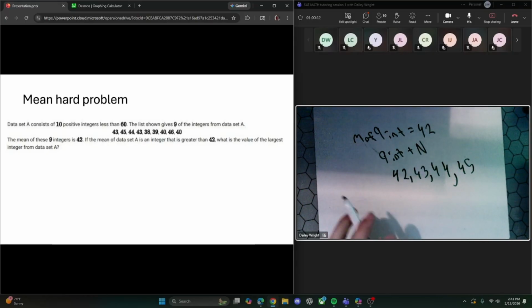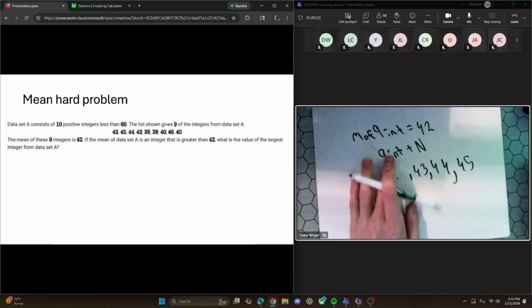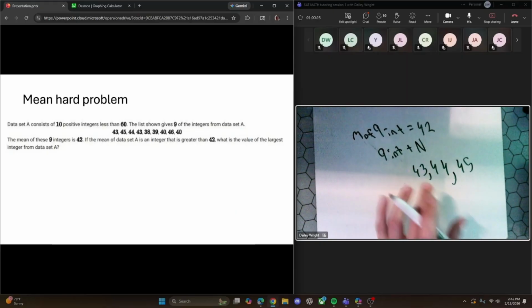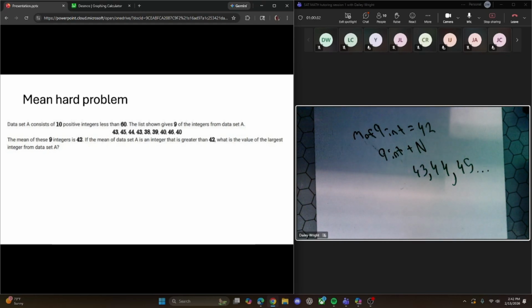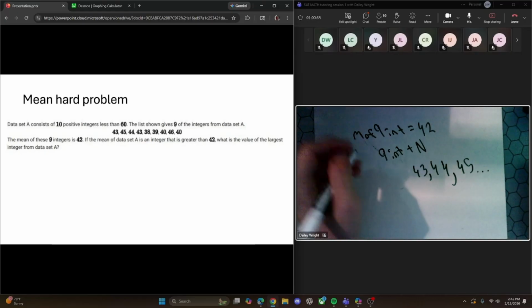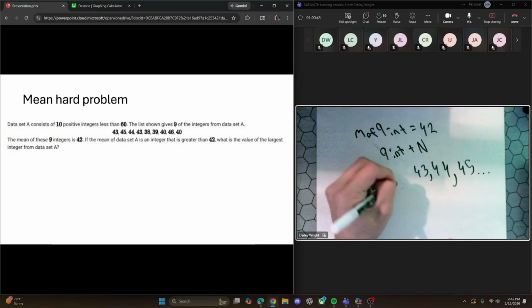So since we know the mean of dataset A is an integer that is greater than 42, it could be 43, 44, 45, and beyond. What is the value of the largest integer from dataset A? So, we know dataset A has positive integers less than 60. So n has to be less than 60.